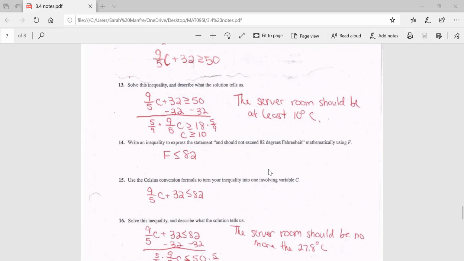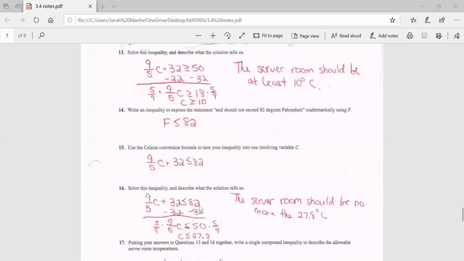So it cannot exceed 82 degrees Fahrenheit. Well, can it be 82? Yes. Exceed means something bigger than 82. So Fahrenheit must be less than or equal to 82. I'm going to take my Fahrenheit equation and replace it in for F, because Fahrenheit is equal to this, less than or equal to 82.